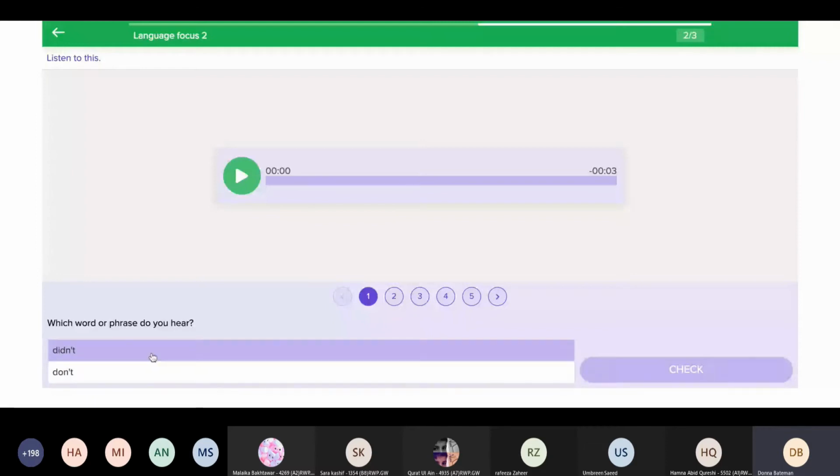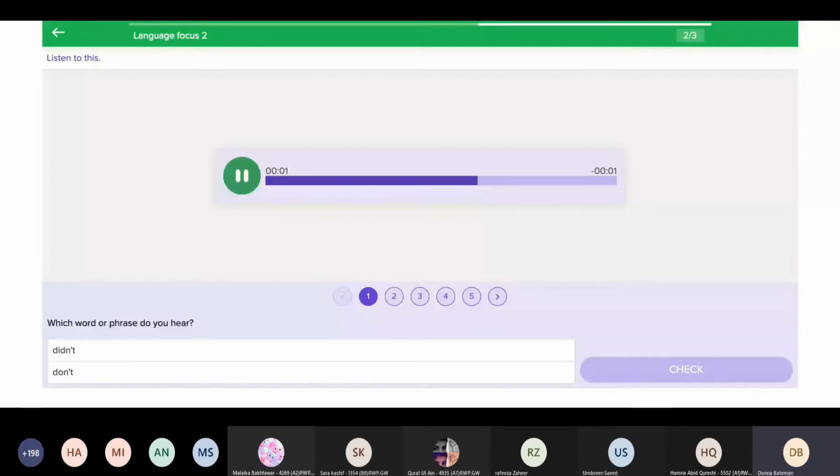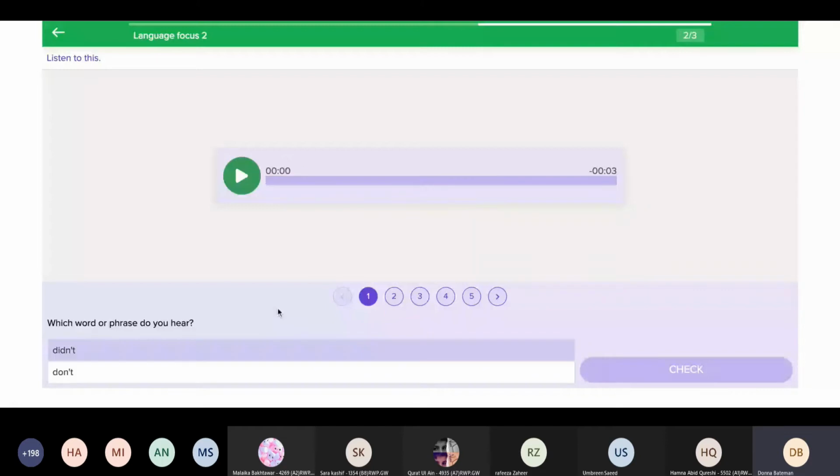What do we hear? I didn't send an SMS message yesterday. I didn't send an SMS message yesterday. I didn't send an SMS message yesterday. We're talking about the past, so it must be didn't.